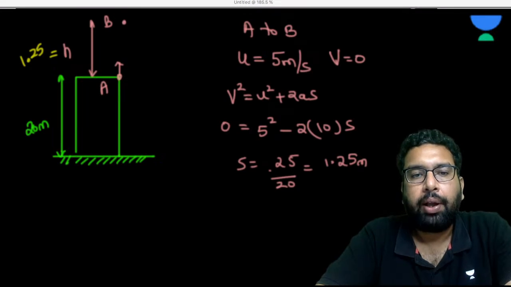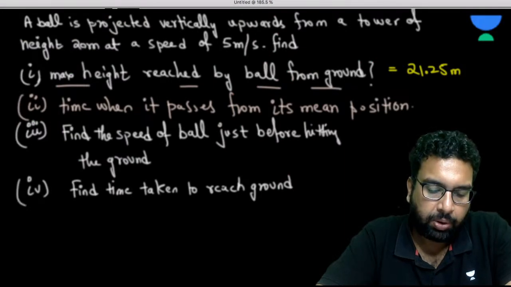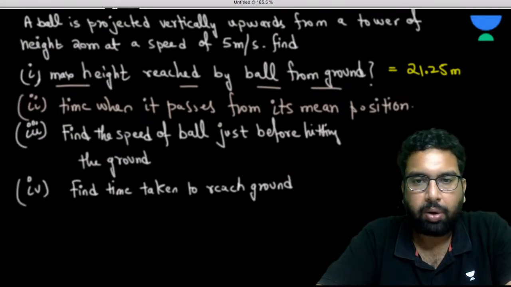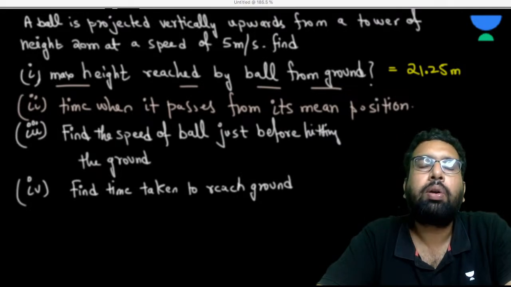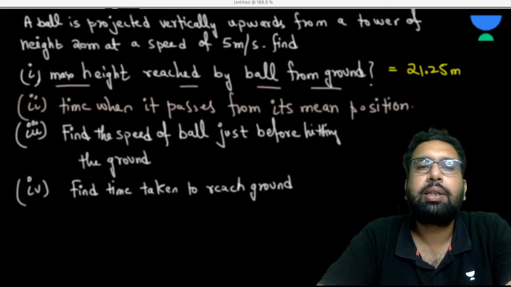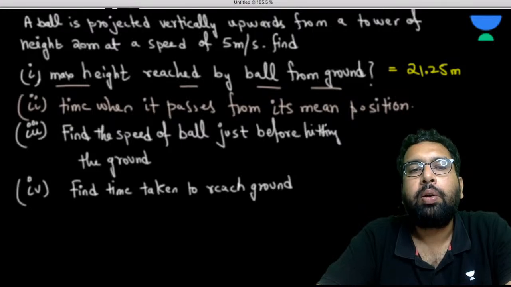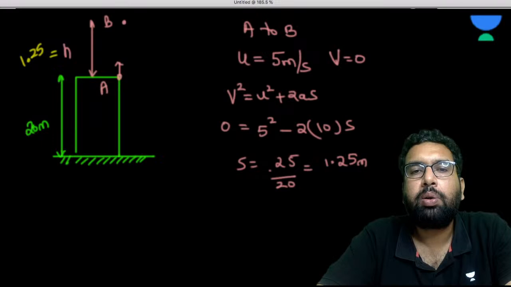So now in the second part of this question, let's see what they are asking for. Live students, if you want to, try it, always try it. And those who are watching in the recorded session, please pause this video, try the question yourself, and then see the solution to it. That will be helpful to you. Now it says time when it passes from its mean position. What is going to be the time when it passes from the mean position?